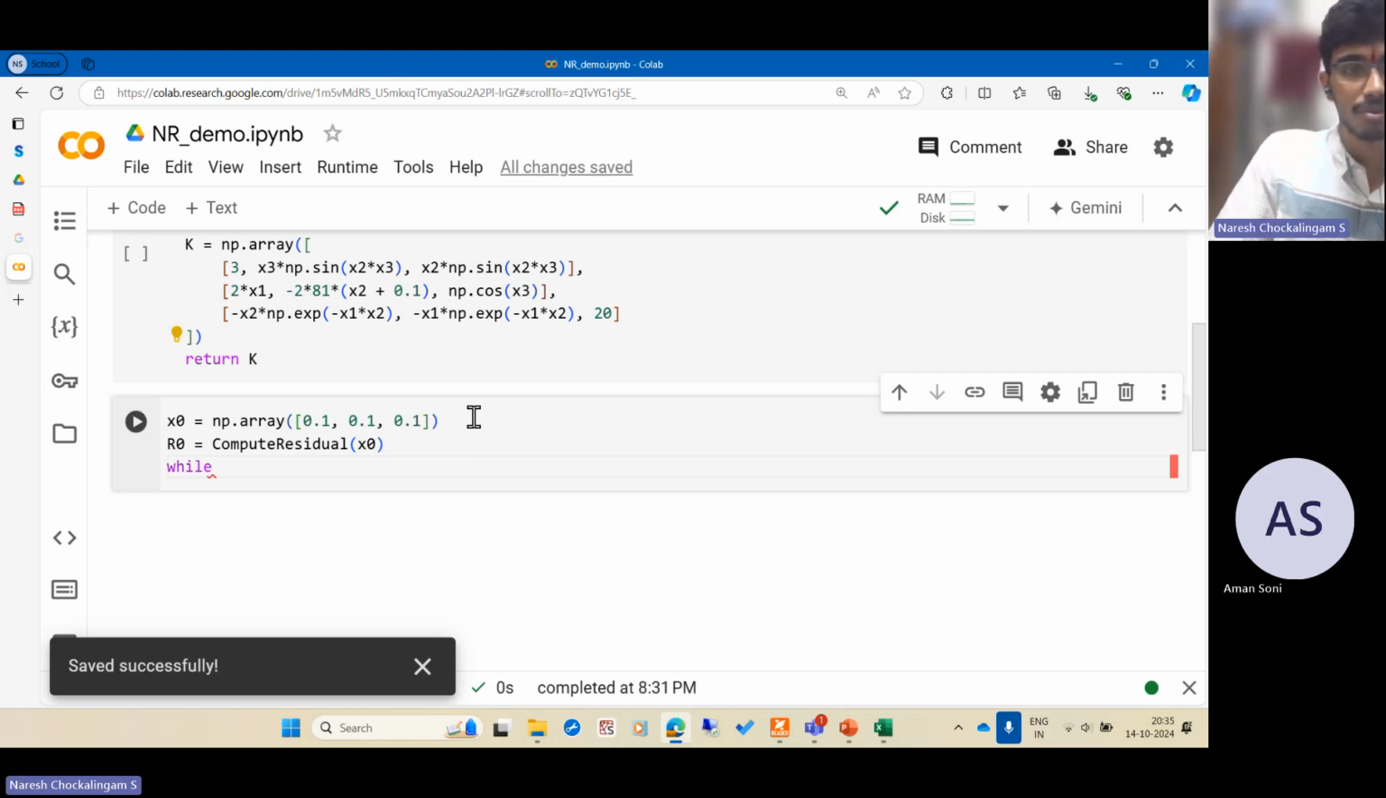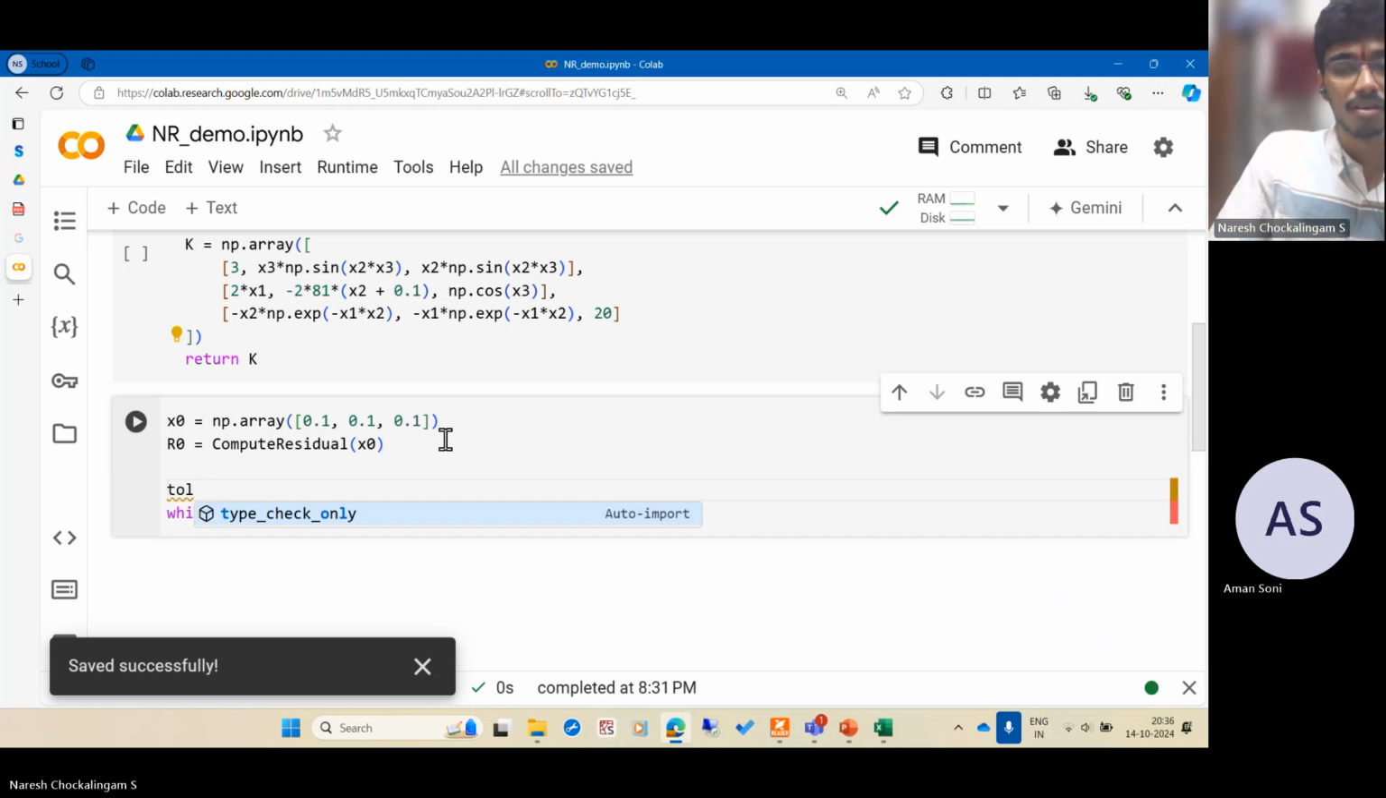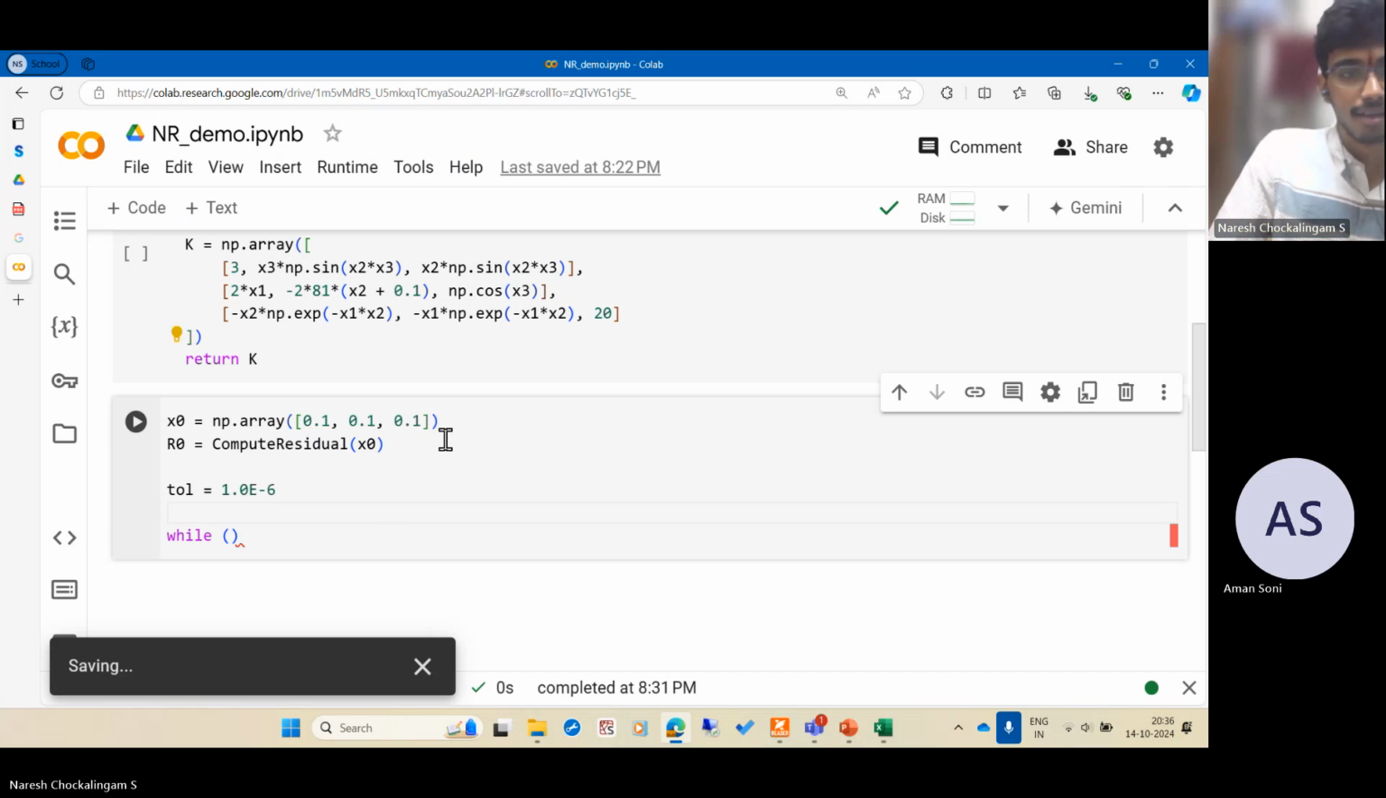Then we can use a while loop. While, let's define a tolerance of 10 power minus 8 or 6. Maybe 6 is good. Initially R is also the same as the tolerance. So while the absolute value of R is greater than the tolerance, while it is not converged, what should we do?